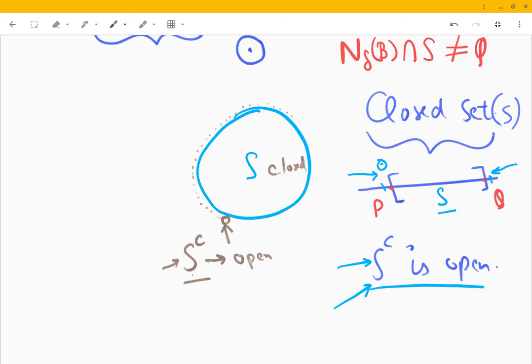So let's understand the limit points now, also called accumulation points. Limit points are any points whose neighborhood contains infinite elements of the set. Any point whose neighborhood contains infinite elements of the set is called a limit point.